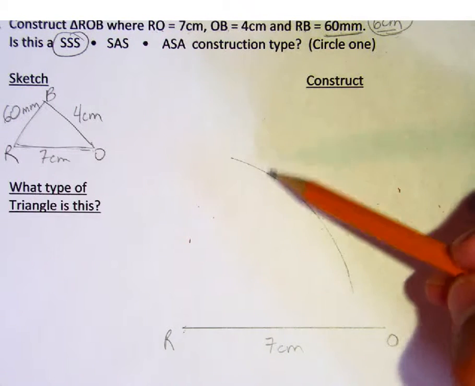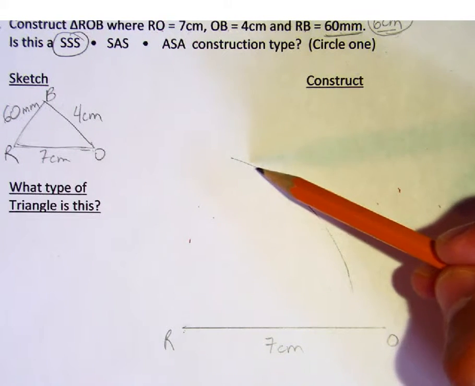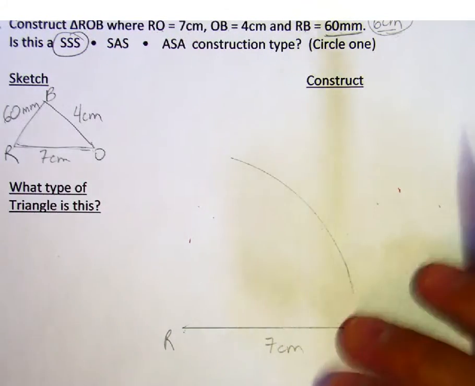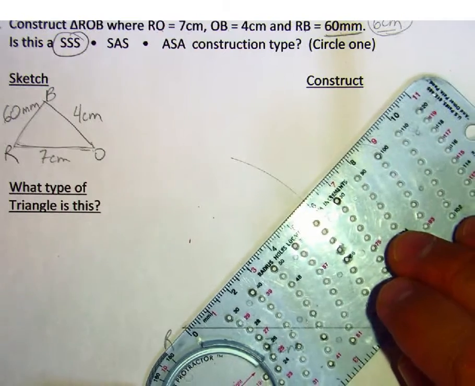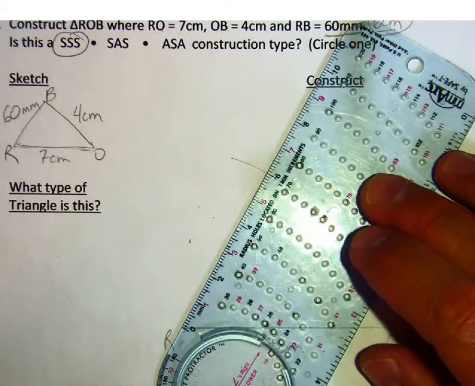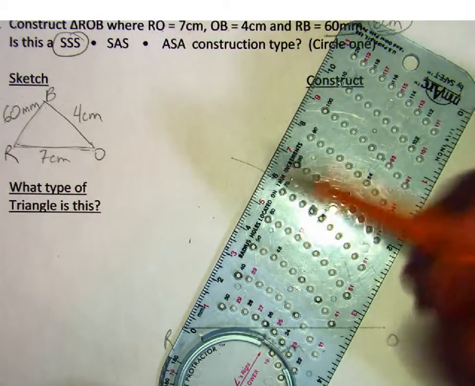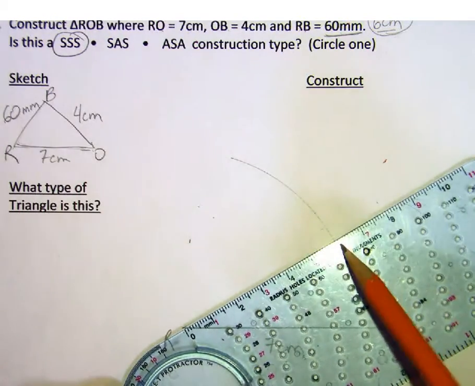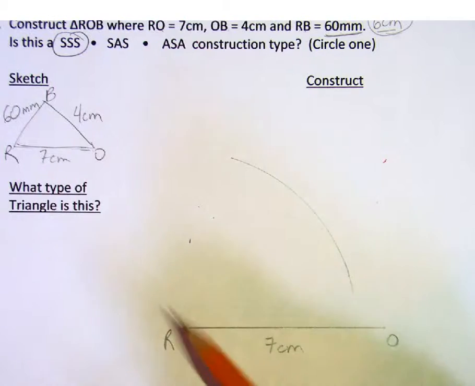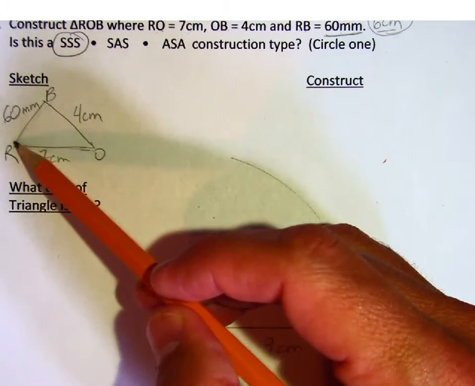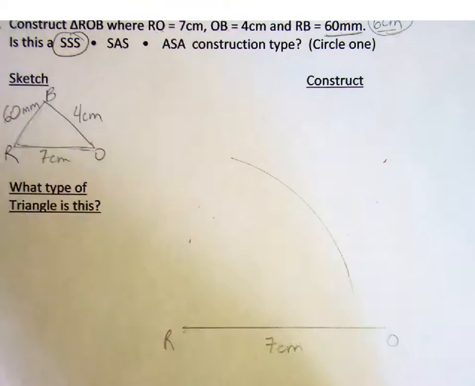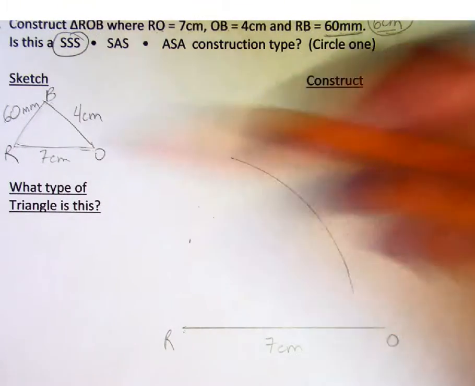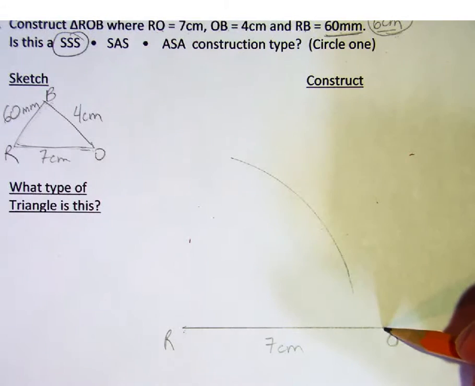So point B could be anywhere along here. Could be here, could be here, could be anywhere. But the nice thing is, since it's an arc, it's 6 centimeters all the way along. So everywhere on this line is 6 centimeters or 60 millimeters away from here. That's what we know: B has to be 60 millimeters away from R. But it also has to be 4 centimeters away from O. It has to be 4 centimeters from here.